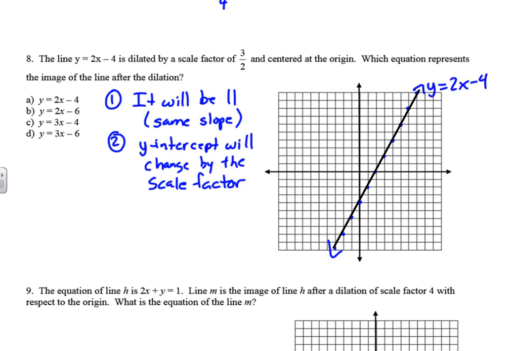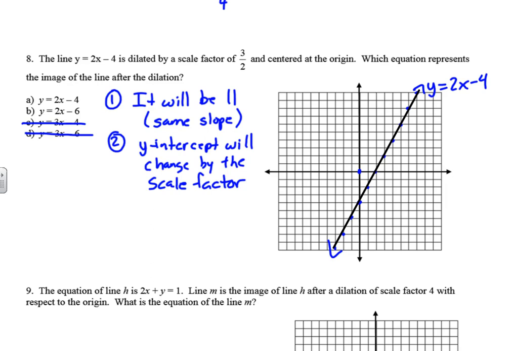All right, now the scale factor here is 3/2, which is bigger than 1. That means that this one needs to move further away from the origin. I know that it's parallel, so I'm going to reject choices C and D because it needs to have the same slope, and the slope is 2.